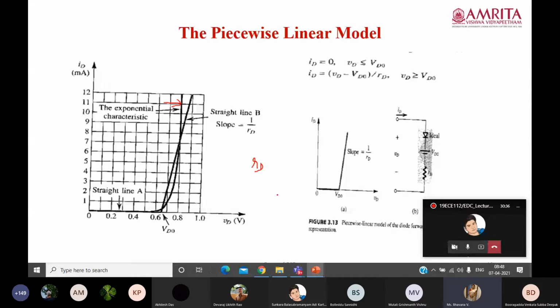Exponential curve is approximated by two straight lines. First one, straight line A with a zero slope. And straight line B with a slope 1 by rD. Notation matters: small r suffix capital D, rD, because in small signal analysis you will again study small r, small d.